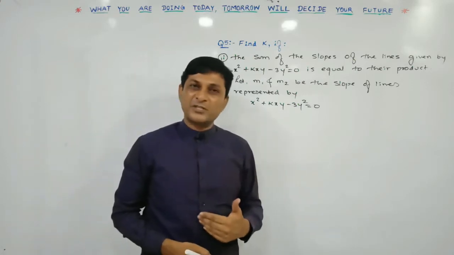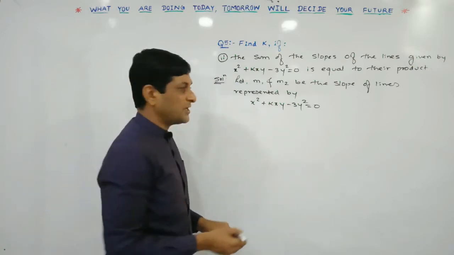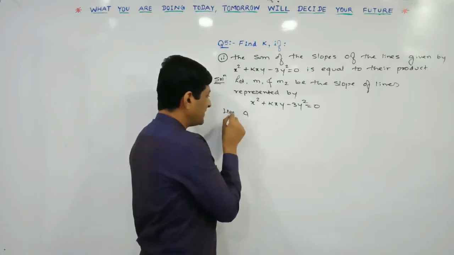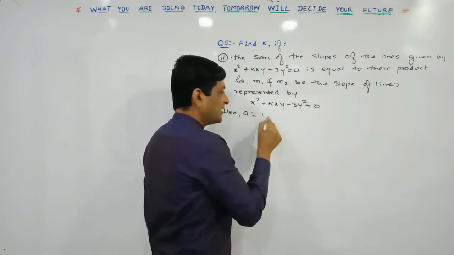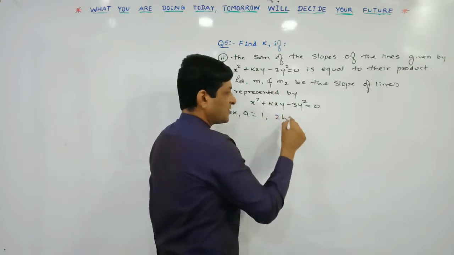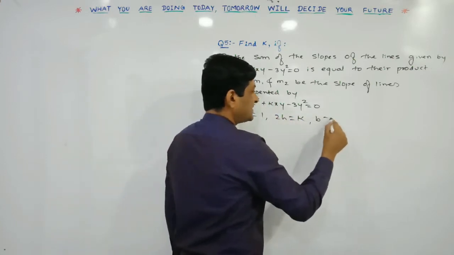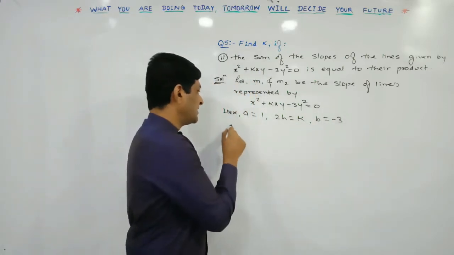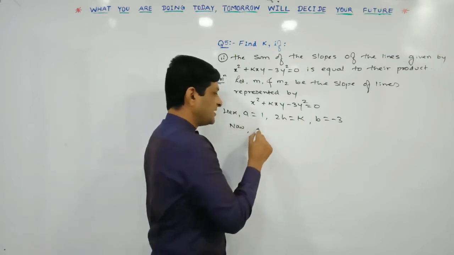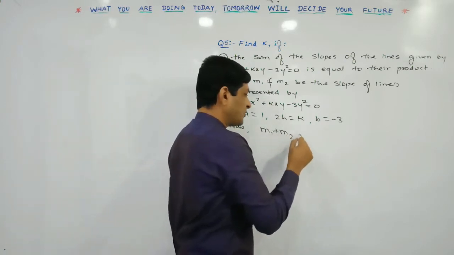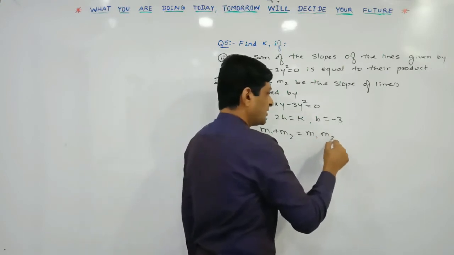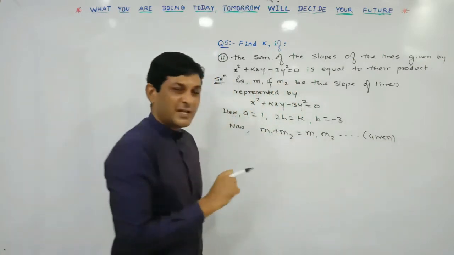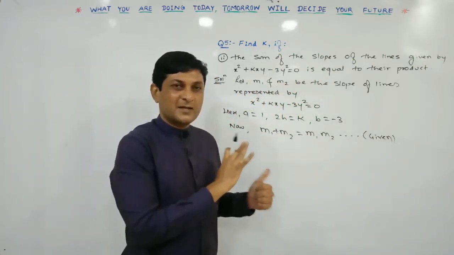So first from this equation let us find the values of a, h and b. Here a is equal to 1, 2h means the coefficient of xy, that is equal to k, and b is equal to minus 3. Once these values are known to us, now we use the given condition. The sum of the slopes, m1 plus m2, is equal to the product of the slopes, m1 into m2. This is the given condition in the example, and using this condition our aim is to find the value of k.